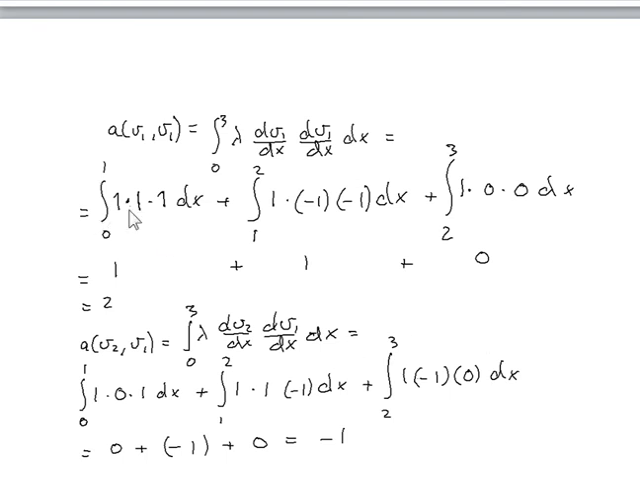So let's now go back and write this here. In the first interval we used that the derivative of v1 was equal to 1, and of course it's the same here because it's the same quantity. So 1, 1 here. In the interval from 1 to 2, we saw that the derivative was minus 1, so we write minus 1 and minus 1 there. And in the last interval, the derivative was equal to 0 because the basis function was constant in this interval. So we write 0, 0 here.